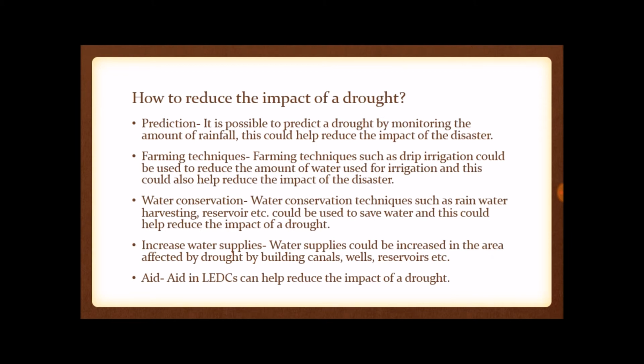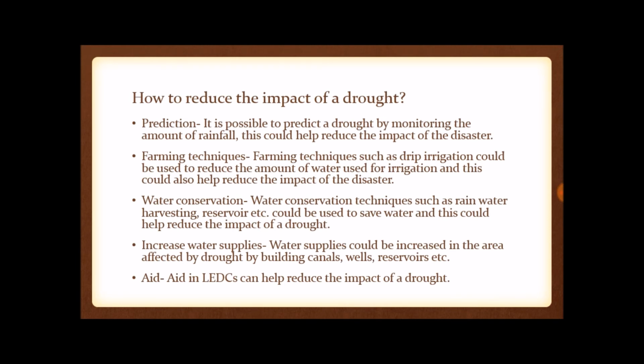Third, water conservation. In some countries, there is a method called rainwater harvesting, which harvests water from the rooftops so that it can be used for household purposes, and this is a very useful way of water conservation. In the same way, expensive methods such as reservoirs could be used to conserve rainwater for people, and so this is a way to reduce the impact of drought.